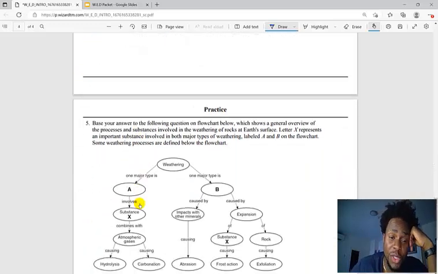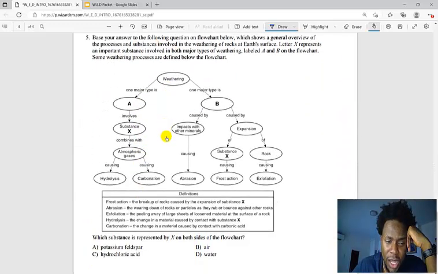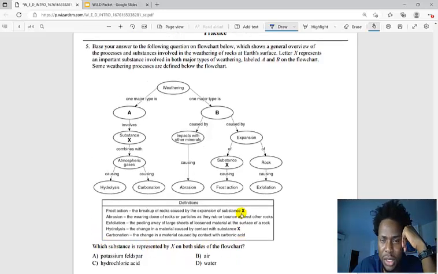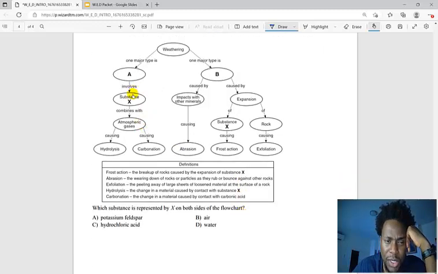We good. Question number 5 says, which substance is represented by X on both sides of the flow chart? I see substance X here, and I see substance X here. It says weathering. Weathering has two kinds. This type is caused by expansion of substance X. Frost action breaks up the rock caused by the expansion of substance X. Yeah, we talked about frost action. Definitely it's water that freezes and expands and breaks the rock. So it does look like water to me.